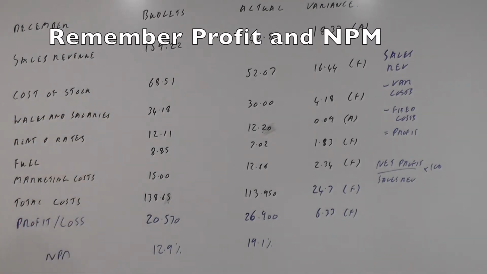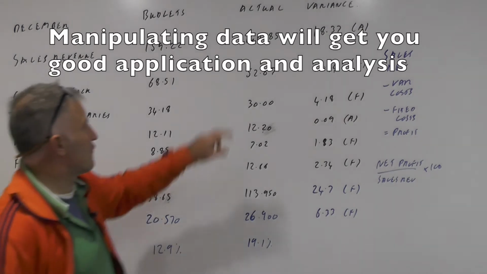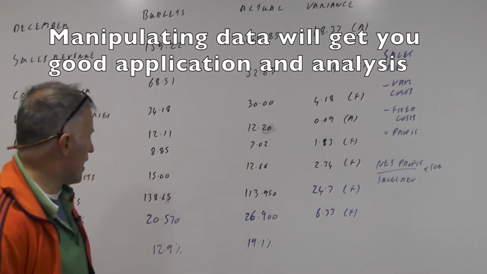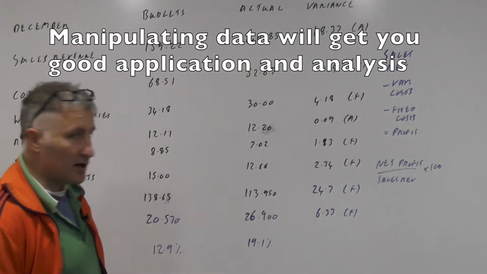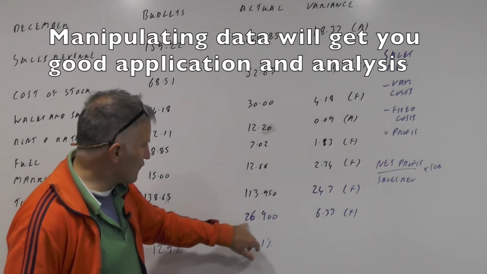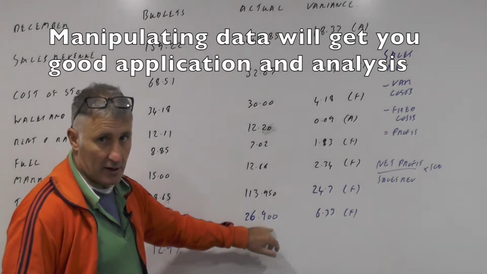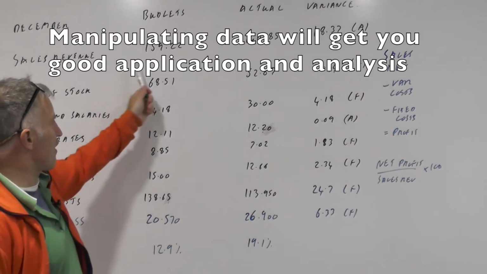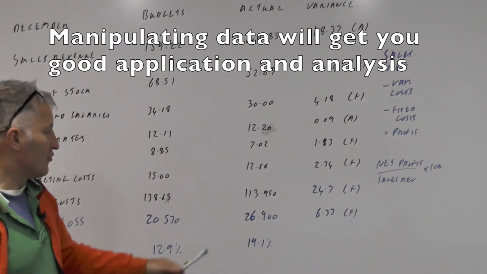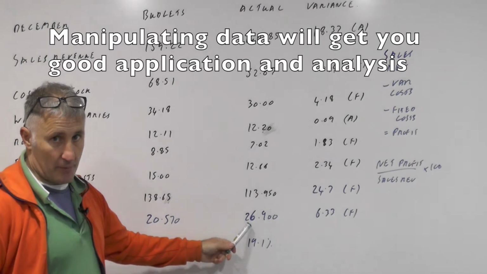If you work out the actual profit, we do 140,850 minus 113,950, then we're going to come to a profit of 26,900 quid. So even though the sales revenue has gone down, the profit has in fact gone up.